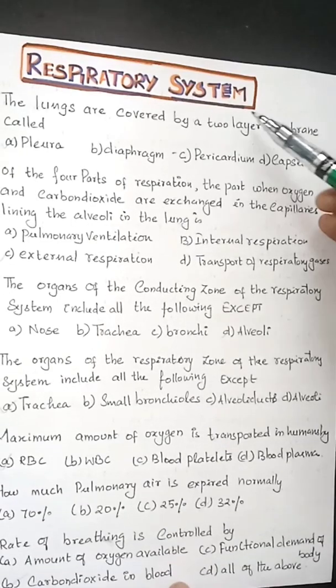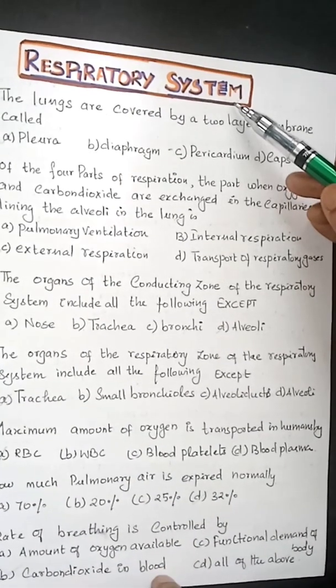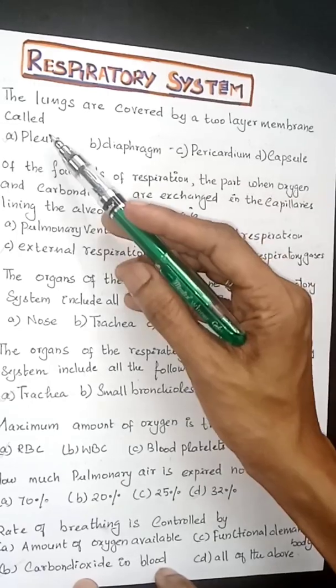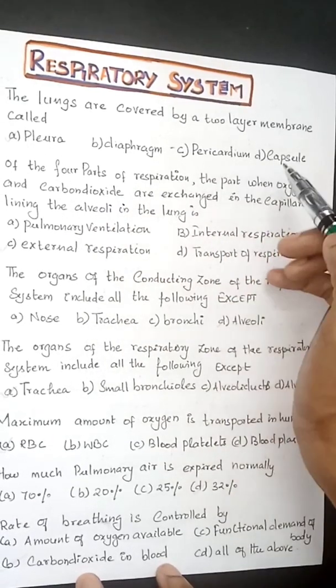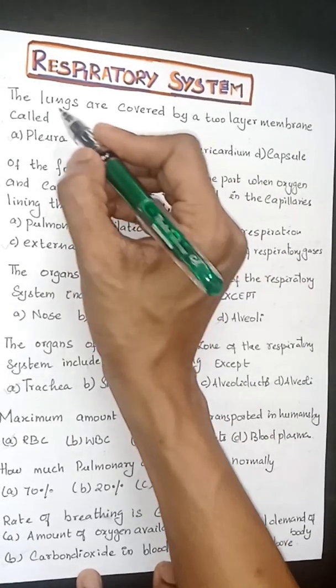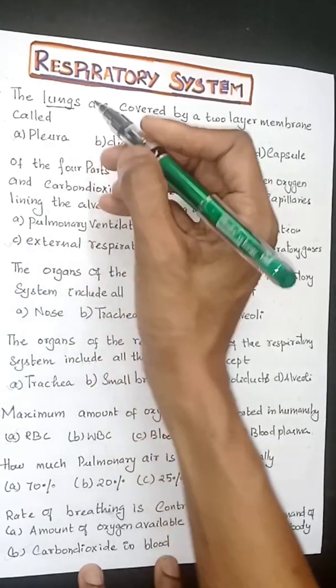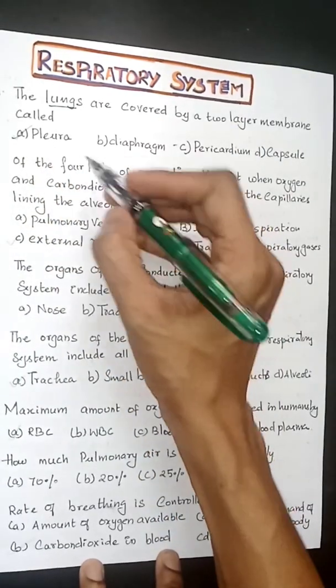In quick revision, today we are going to see important MCQs in respiratory system. The lungs are covered by a two-layer membrane called pleura, diaphragm, pericardium and capsule. The covering membrane of the lungs is called pleura.